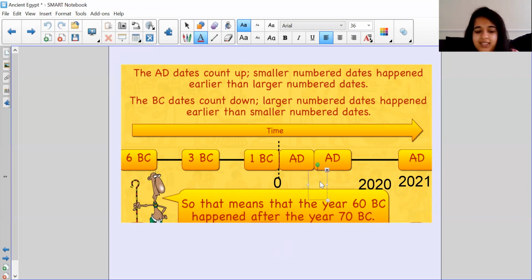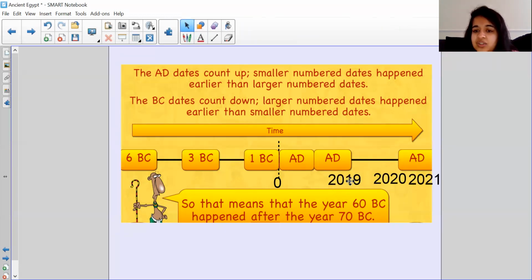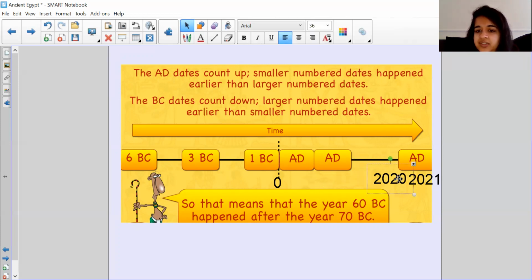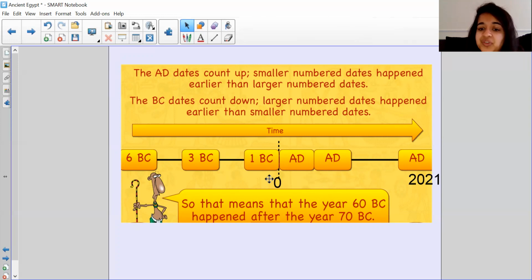And before 2020 came 2019. All of these dates are in our timeline all the way from 0 up until 2021, and those dates are your AD dates. Just going to delete those now so you don't get confused. But you've then also got BC dates, and these count down. Now, this is a bit strange because the larger number dates over here happened earlier than the smaller numbered dates. I know it's a little bit confusing, but we'll keep recapping this over our history unit.